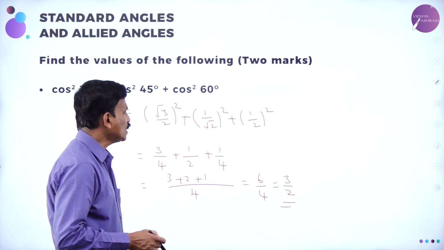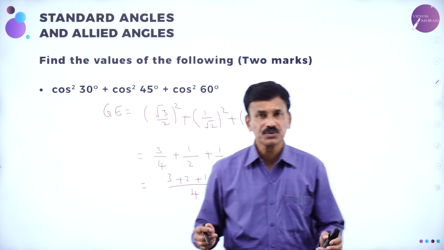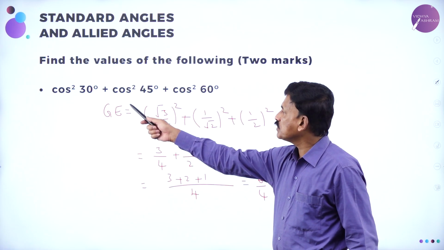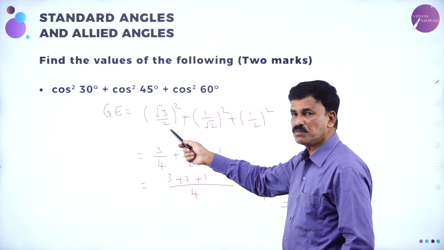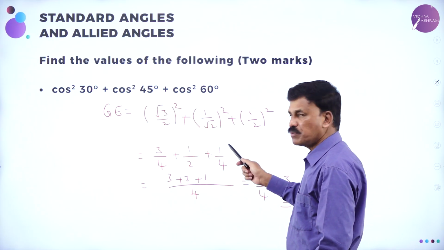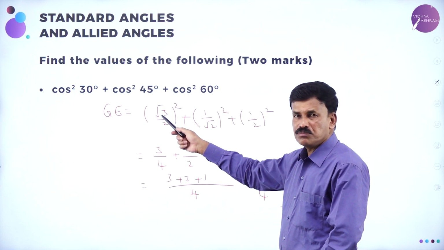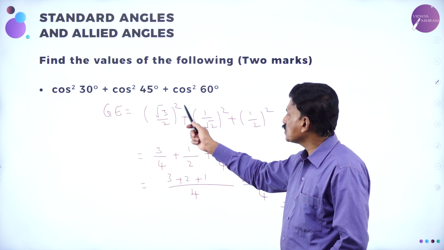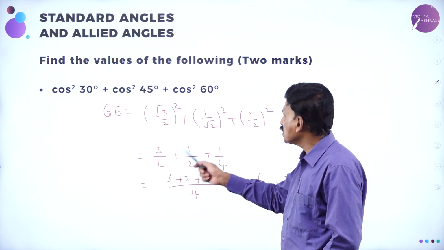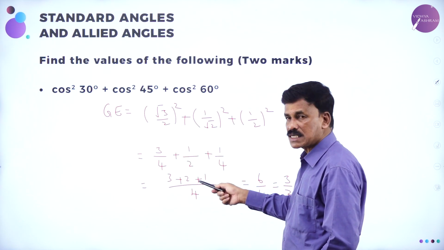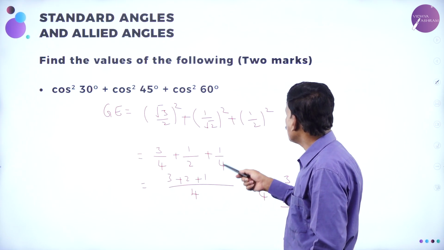That's it. Okay, let me explain. See, very simple problem for 2 marks. What is the given equation? Cos square 30, cos 30 is root 3 by 2. Cos square 45, 1 by root 2 whole square. Cos 60 is 1 by 2. So root 3 into root 3 is root of 9, which is 3, or the square root gets cancelled. 3 by 2 whole square is 4. 1 by root 2 whole square, the square root gets cancelled. 1 by 2, 1 square is 1 divided by 4.